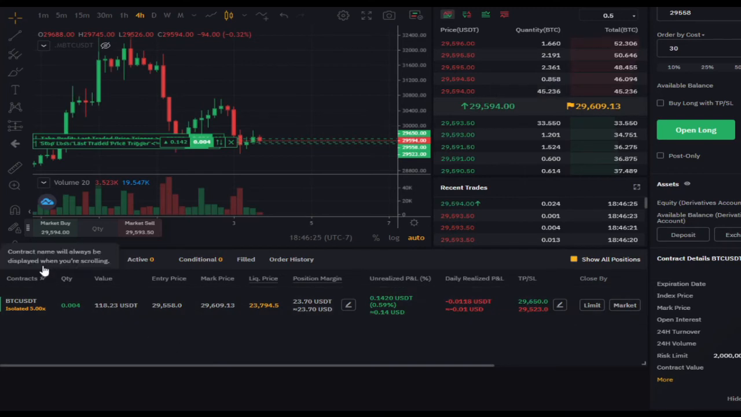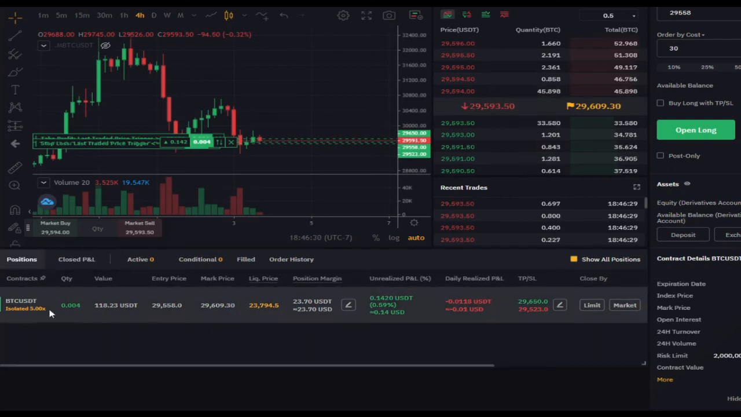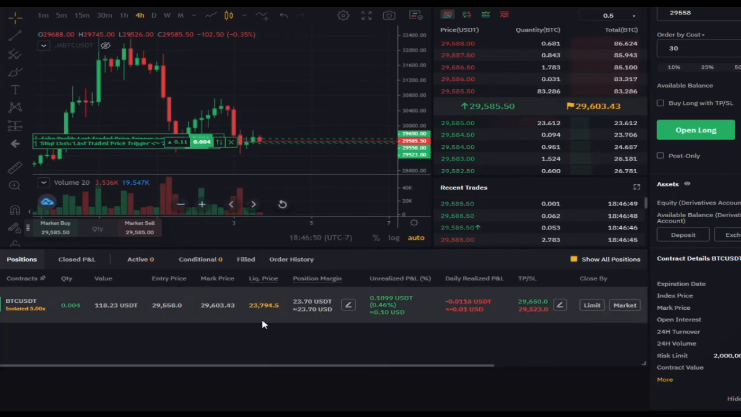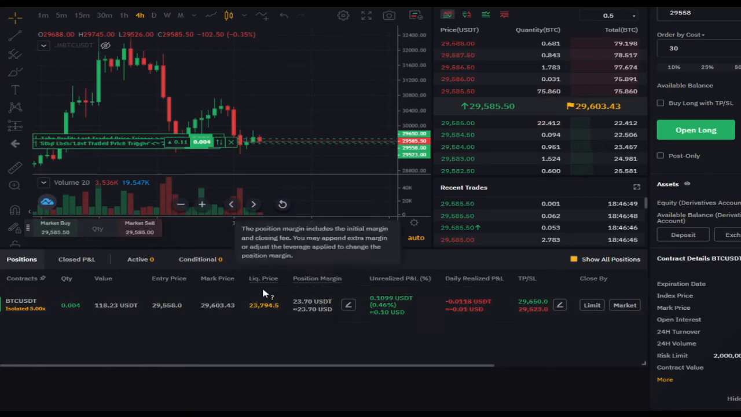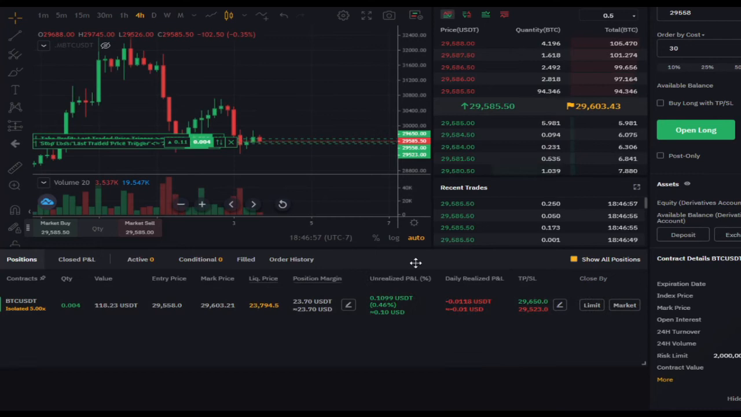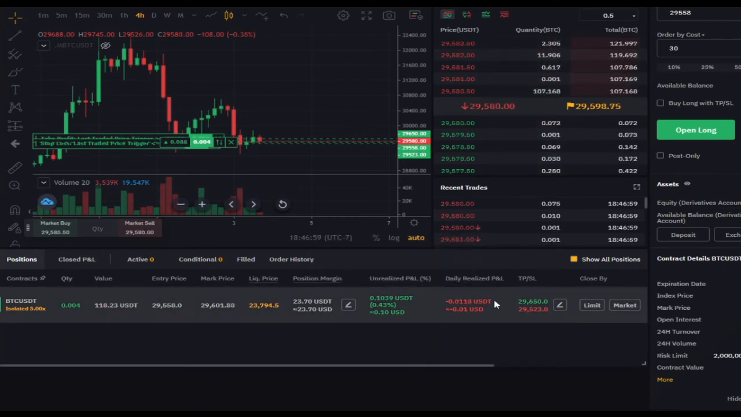What else? Let's keep going through it really quick. Sorry, I gotta keep myself on track here. So Bitcoin is what we're trading. We're trading isolated 5x margin. Remember, isolated, not cross, because isolated deals with just this one trade. Cross deals with your entire account. Quantity 0.004 Bitcoin. That value is $118. Entry price, obvious. Mark price, we talked about what mark is. Liquidation, you know what that is. Position margin, how much of the total value of the trade you actually put in. So just remember that. Unrealized profit, daily realized and unrealized.